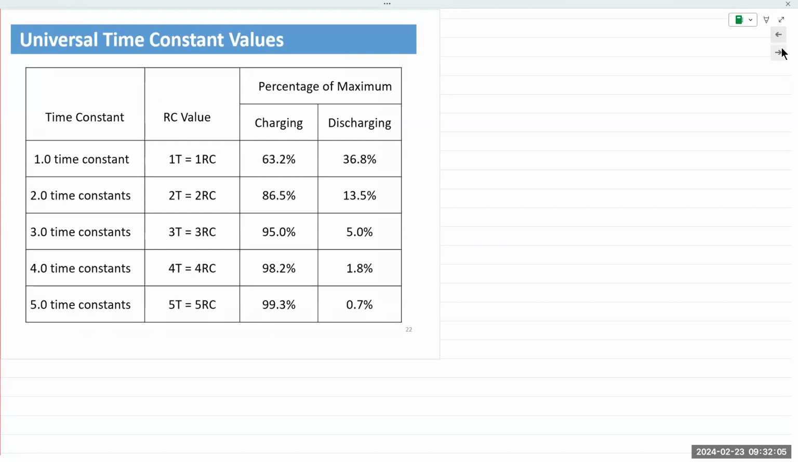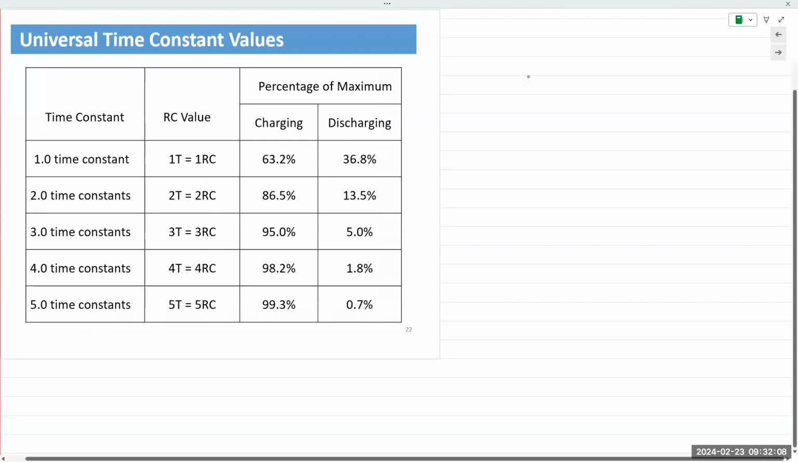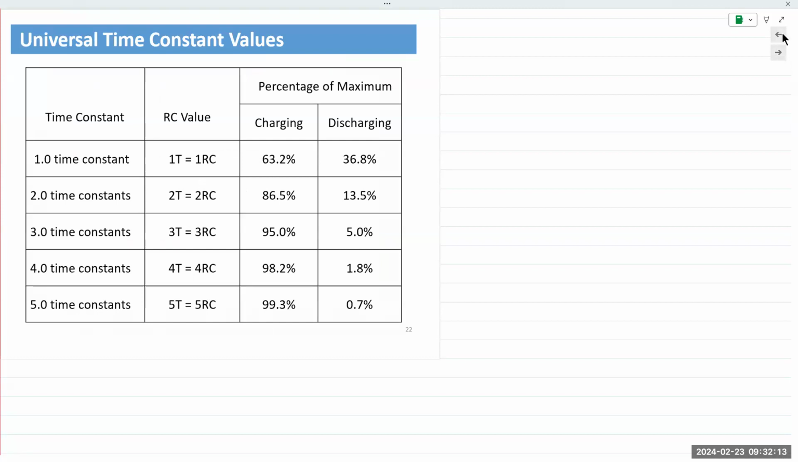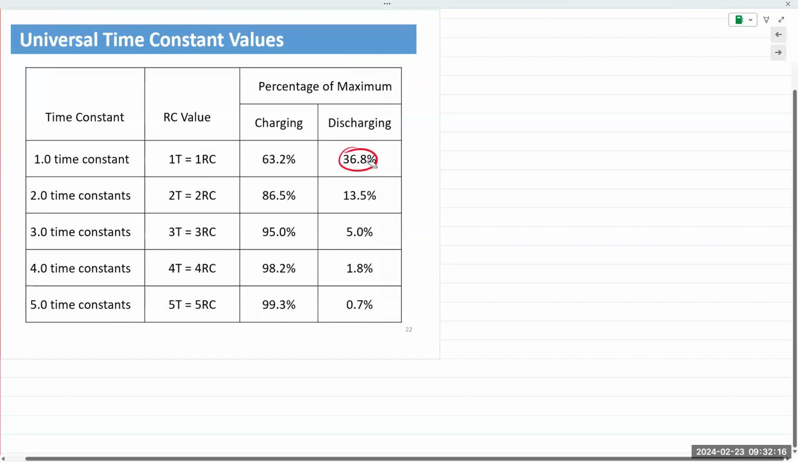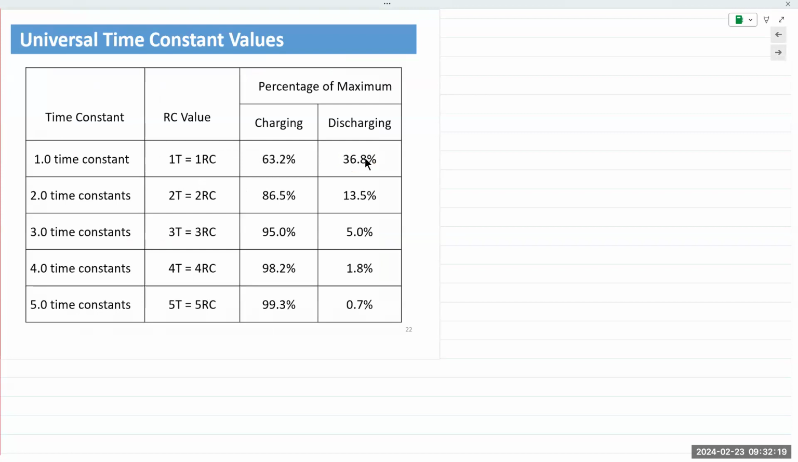If it's charging, it's e raised to minus t over tau. So it's e raised to minus 1. E raised to minus 1 is 0.37 or 0.368. So when it's charging, it charges all the way up to 63.21% of its max value. If max value is 10 volts, it's going to charge to 6.321 volts. So it acquires more than half its charge, or more than half the energy, within the first time constant.